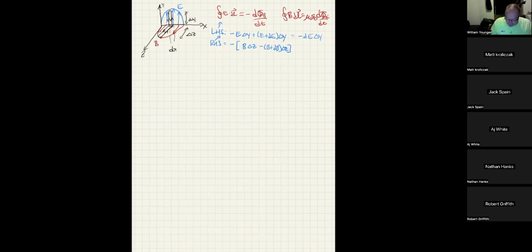Now, when I distribute those delta Y's, you see that the E delta Y and the negative E delta Y cancel out, and all I'm left with is a positive dE times delta Y. Similarly, when I did the same cycle for the magnetic field, the magnetic field at the left side is B, and at the right side is B plus dB. Now the right-hand side of that equation is supposed to be d phi B over dt. So I'm actually attempting to calculate the actual magnetic flux.